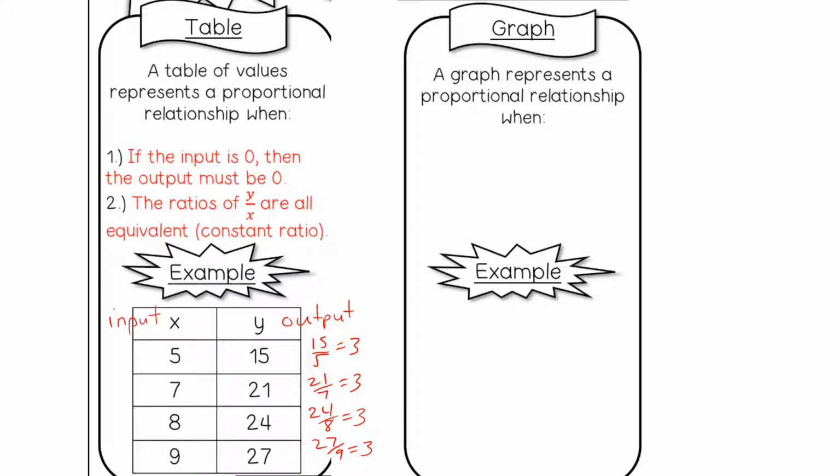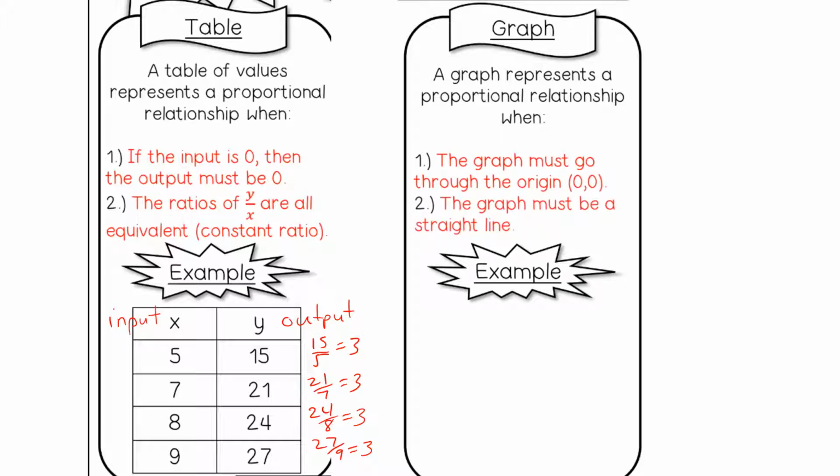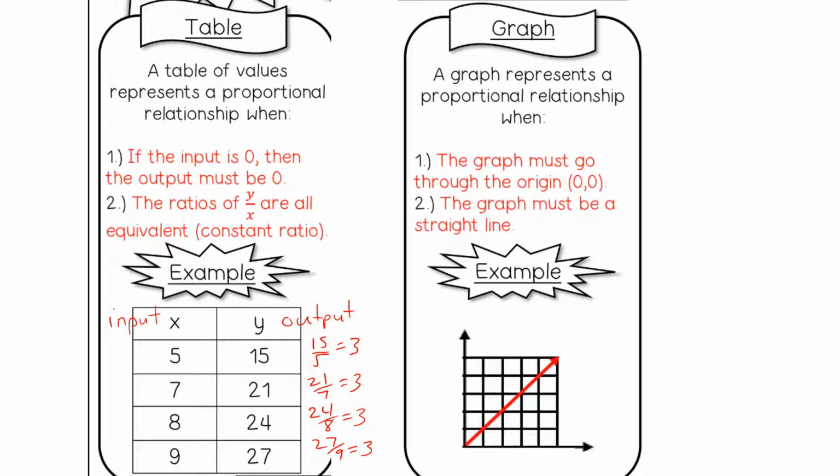Now, a graph represents a proportional relationship when the graph goes through 0, 0, and it is a straight line. So we have this. This is the point, called the origin, 0, 0, and it makes a straight line. And further, I could show you that this is the x-axis, and this is the y-axis, and that's 1 and 1, 2 and 2, 3 and 3, 4 and 4.